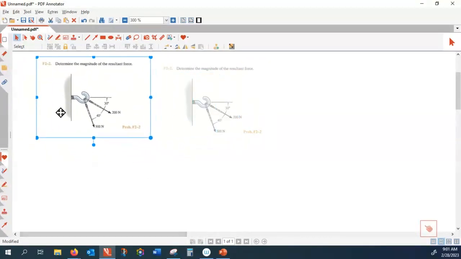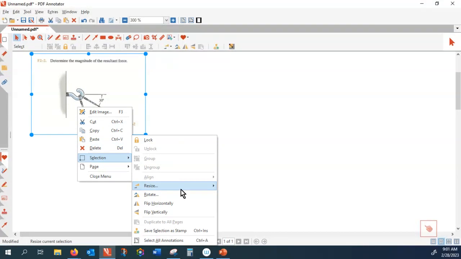It is too small. Can you see it over there? Let me make it a bit larger.